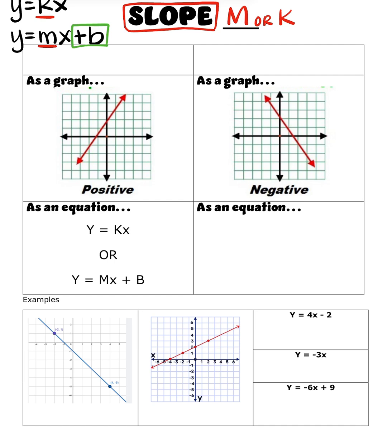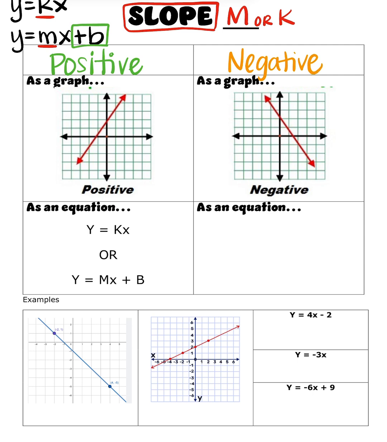And slope is just how slanty is my line. So how tilted is this line versus how tilted is this line? That's really what we're going to focus on today. So we're going to focus on slope as a graph and slope as an equation. And there are two types of slope we're going to talk about. We're going to talk about positive slope. So this is positive slope on the left. And we're going to talk about negative slope. And negative slope is going to be the stuff on the right.